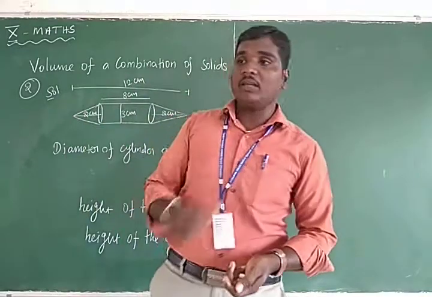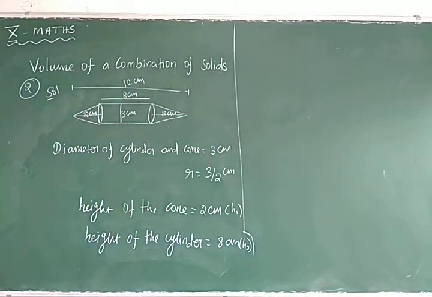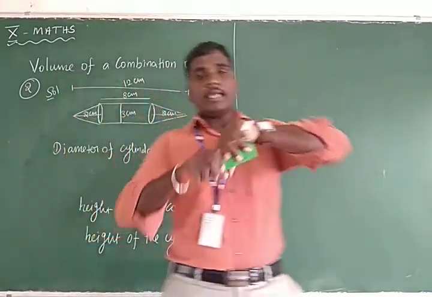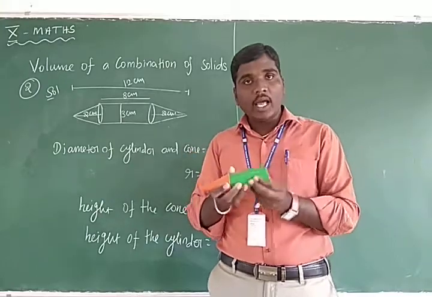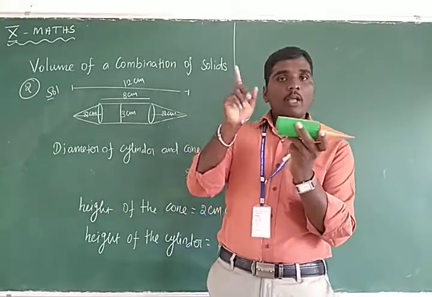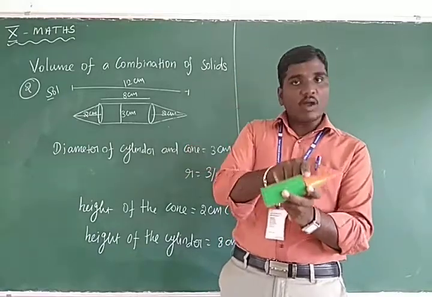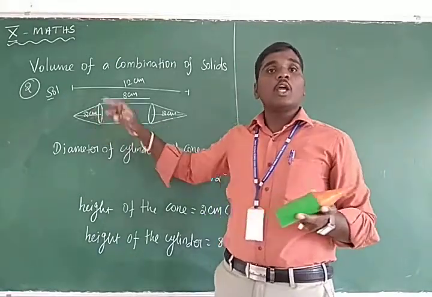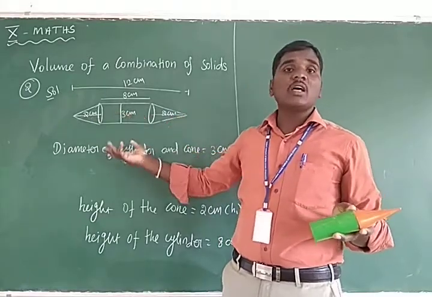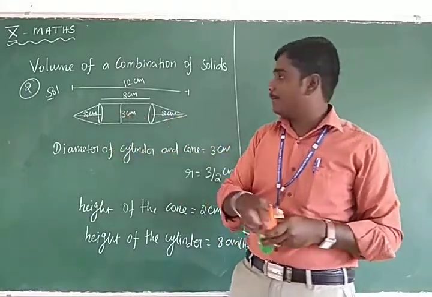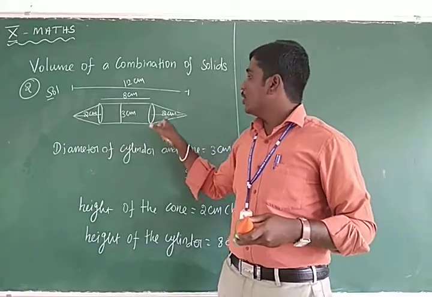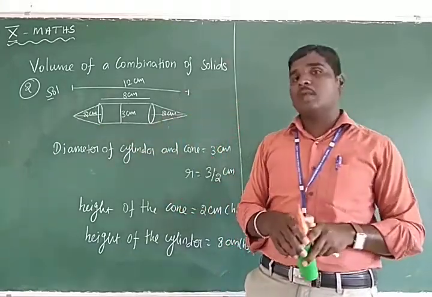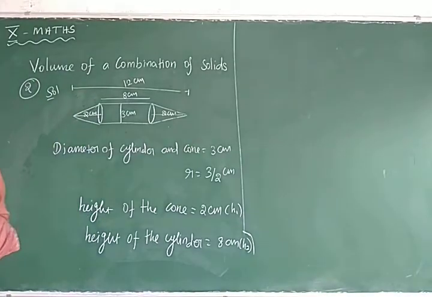So we need to find the total capacity. How do we find the total capacity? Volume of this cone plus volume of cylinder plus volume of cone. Here there is no curved surface, so volume means total capacity only. These two cones have the same height and same diameter, so we show it as two times the volume of cone.